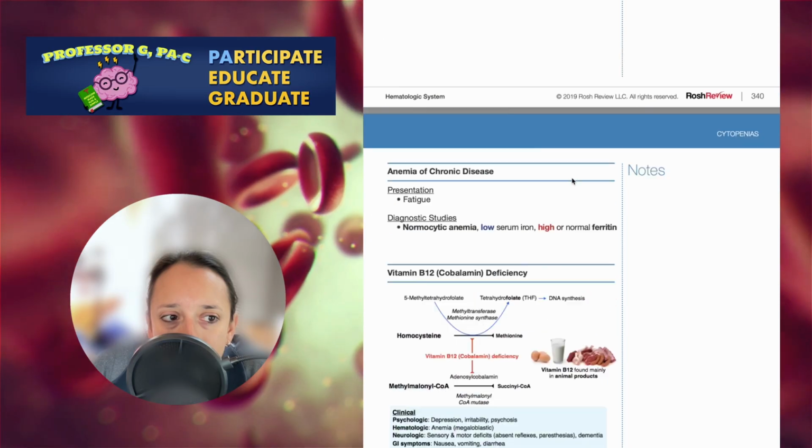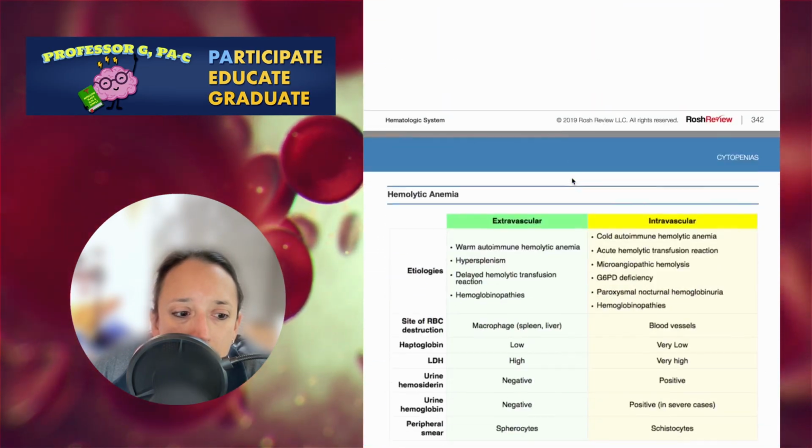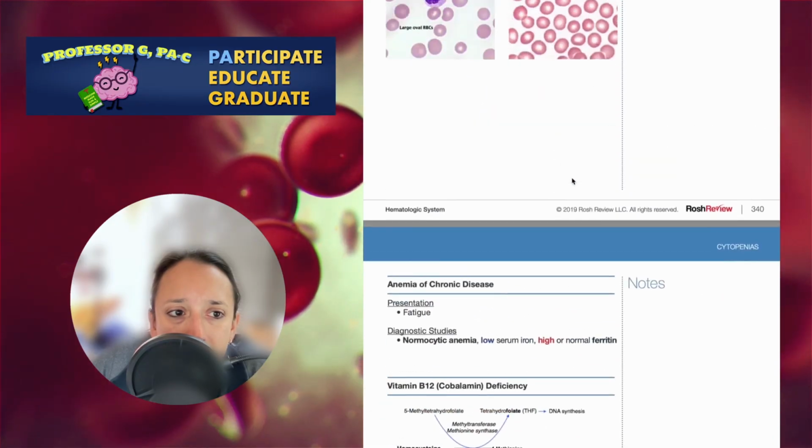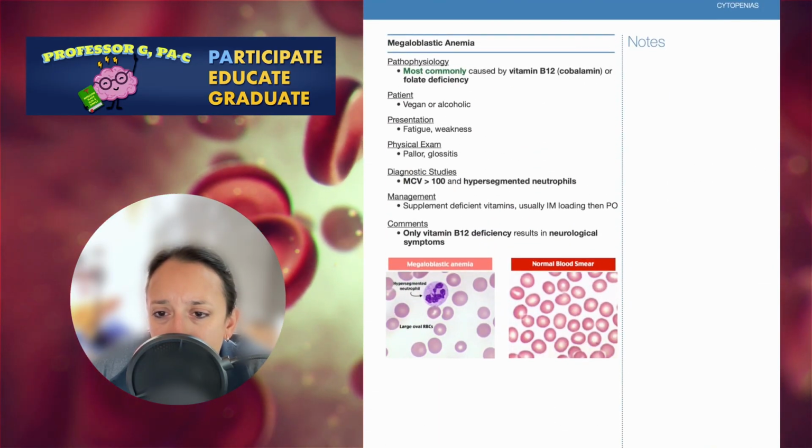Next, let's talk about, I guess, folate deficiency. I don't see it here. But let's talk about folate deficiency. So I think they're important.